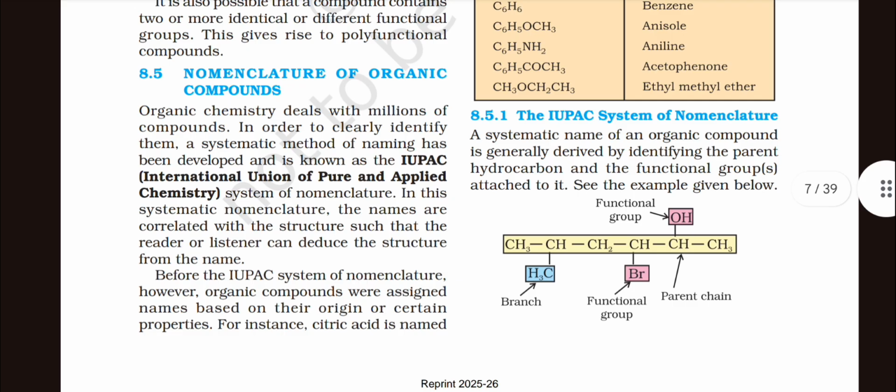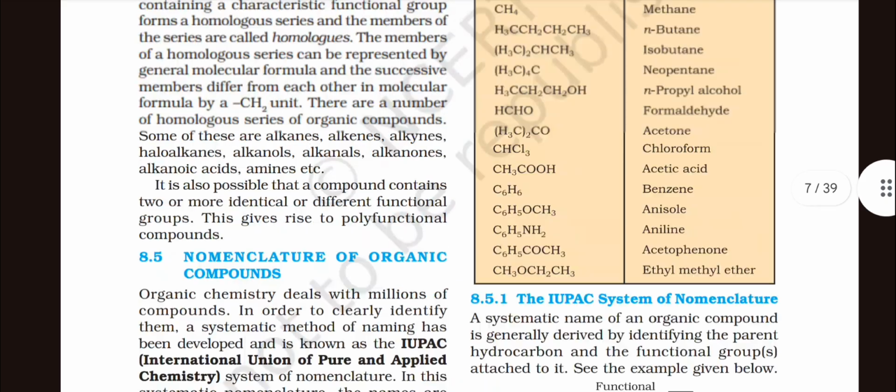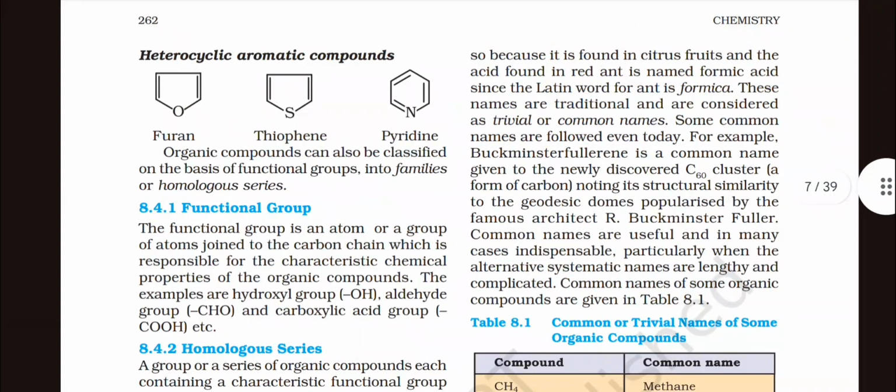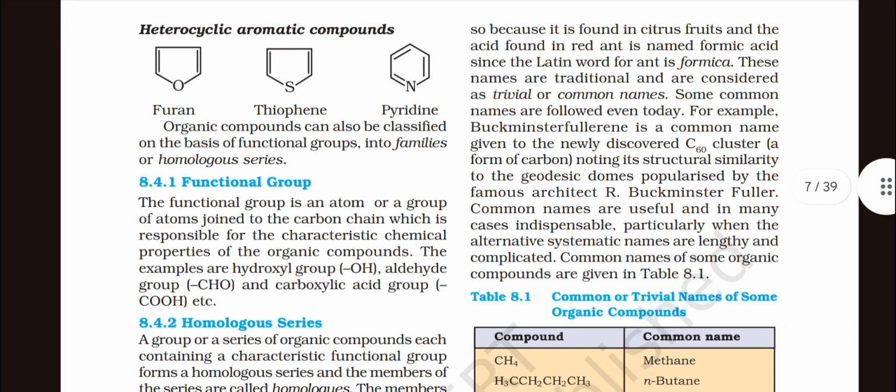Before the IUPAC system of nomenclature, however, organic compounds were assigned names based on their source or certain properties. For instance, citric acid is named so because it is found in citrus fruit, and the acid found in red ants is named formic acid, since the Latin word for ant is formica. These names are traditional and are considered trivial or common names. Some common names are followed even today.